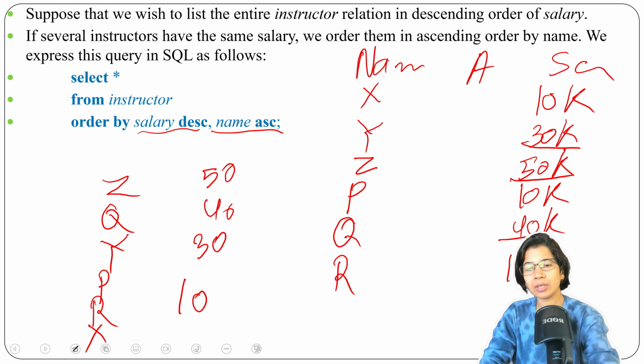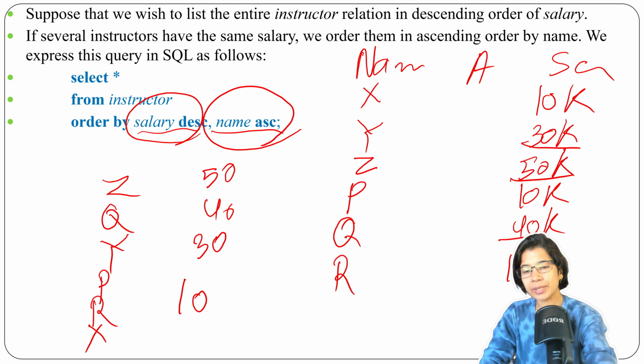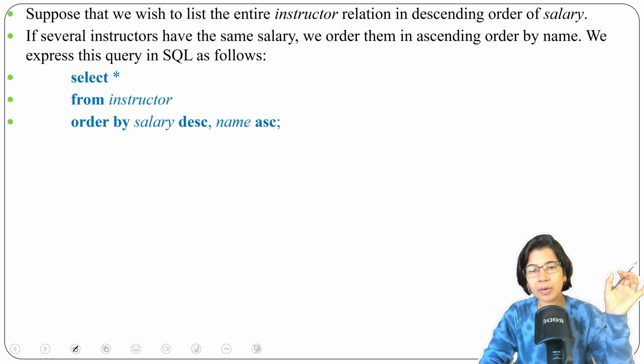So first it will order by salary descending. Then if some instructors have the same salary, it will show their names in ascending order. So first it will do order by of this, and if there is a tie, then it will do order by of this. That's all about the order by clause.